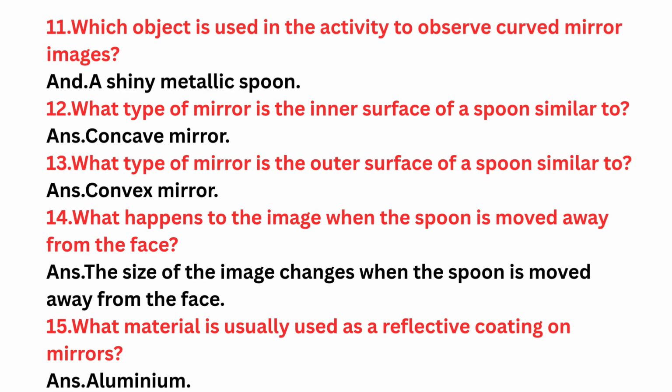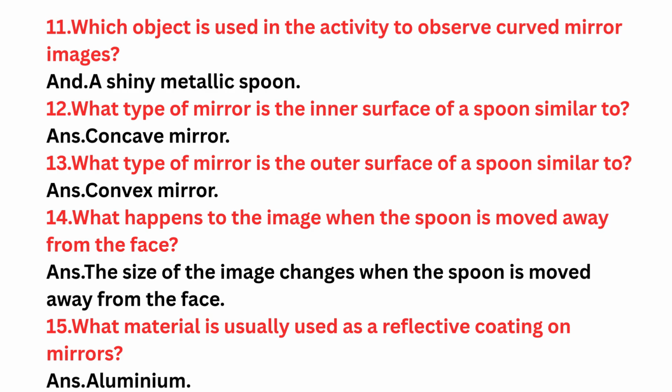Question number 11. Which part is used in the activity to observe curved mirror images? Answer. A shiny metallic spoon. Question number 12. What type of mirror is the inner surface of a spoon similar to? Answer. Concave mirror. Question number 13. What type of mirror is the outward surface of a spoon similar to? Answer. Convex mirror. Question number 14. What happens to the image when the spoon is moved away from the face? Answer. The size of the image changes when the spoon is moved away from the face.